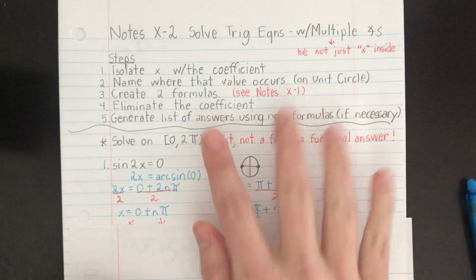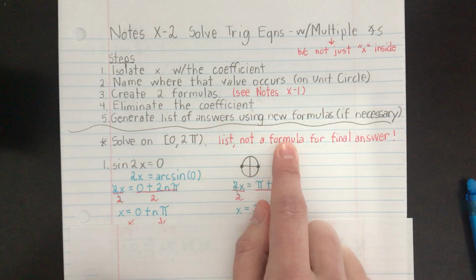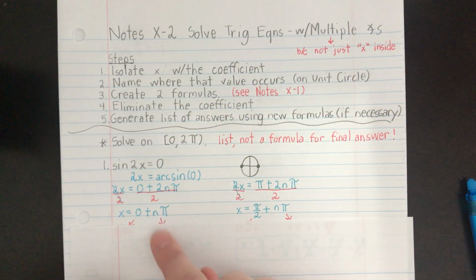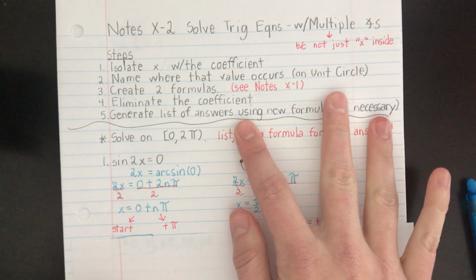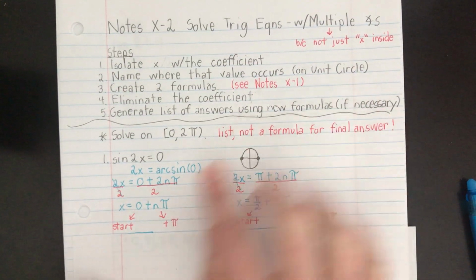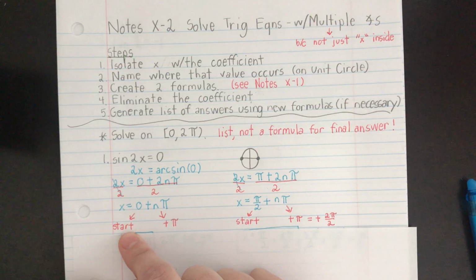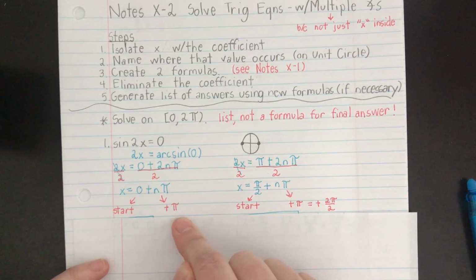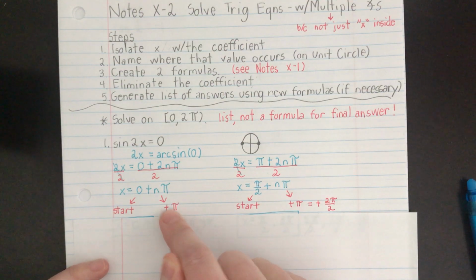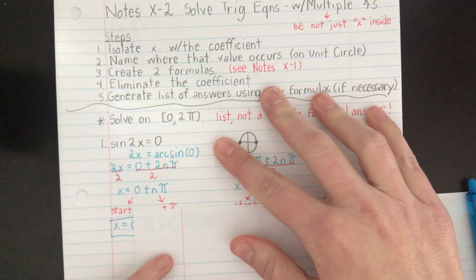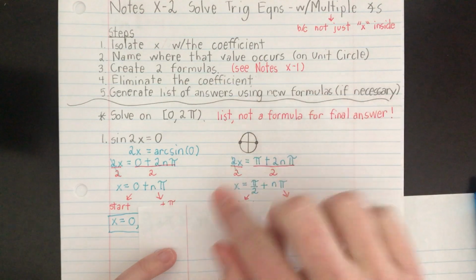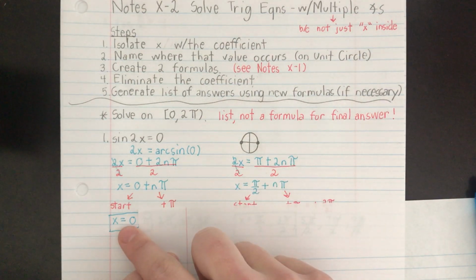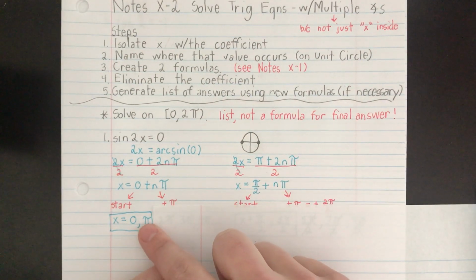So what I want you to understand is that to generate your list, we're going to use the formula. This isn't our final answer, but we're going to use the formula. This is our starting point, correct? And then to get the next answer, you're going to add pi each time. So we're going to start at 0. So x equals 0, that's our start. And then we're going to add pi. So add pi to 0 and you get pi.